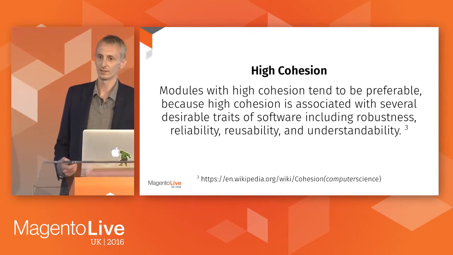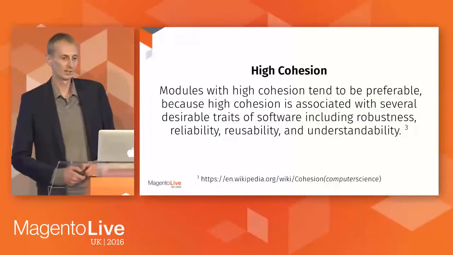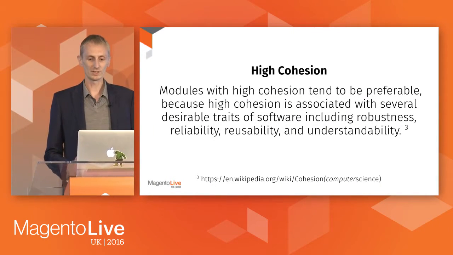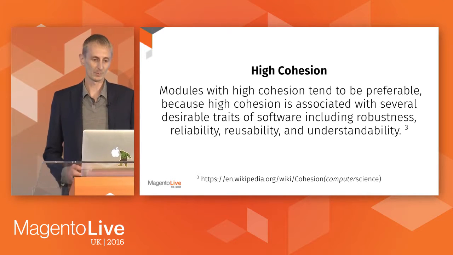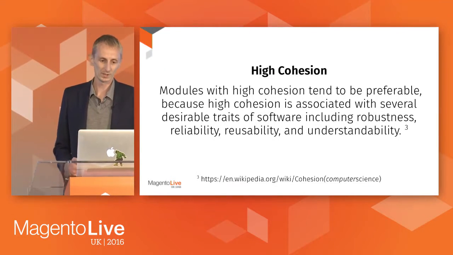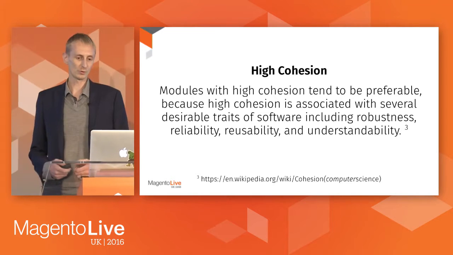And we also have this notion of cohesion. So we talk about high cohesion in software, and in the software that we write. A module that's got high cohesion is preferred. We all prefer to have a module of high cohesion because it's got several desirable traits: robustness, reliability, reusability, and understandability. So if we find a class that we know and trust, easy to use, easy to understand, we tend to say that that's got a high level of cohesion. We understand it quite well.